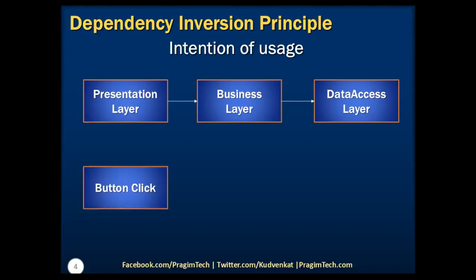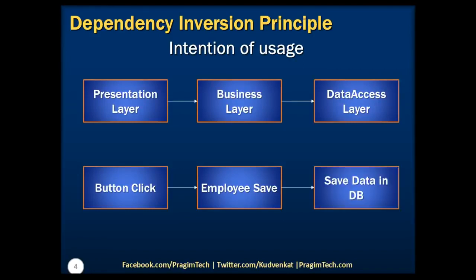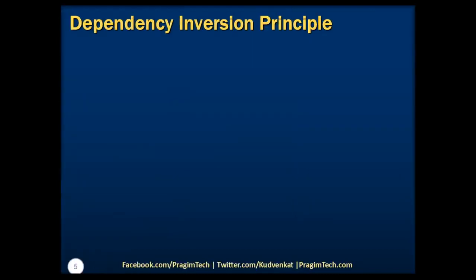Now let's take a look at a button click event example from the presentation layer that directly calls the employee save method of the business logic layer, which does some validation checks before saving the employee details to the database. This flow looks absolutely fine. However, we are coupling different layers as said earlier, and any further changes are complicated and cumbersome. Now let's see this problem with sample code.